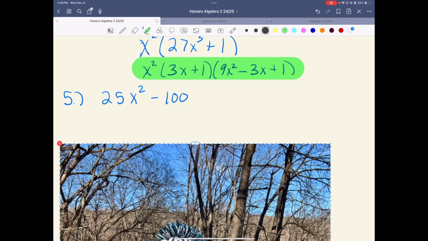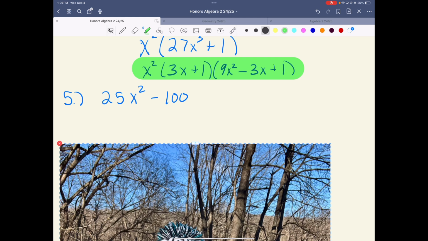This is one of those where there's really two ways to do this one. Because 25 and 100 are both perfect squares, you can disregard the rule of taking out the GCF, and you would be fine. But don't. Take out the GCF. You get the same answer eventually if you're finding the zeros.